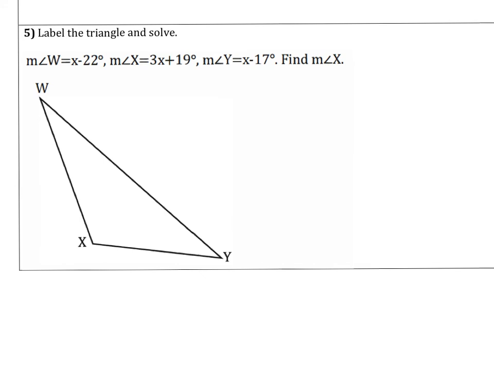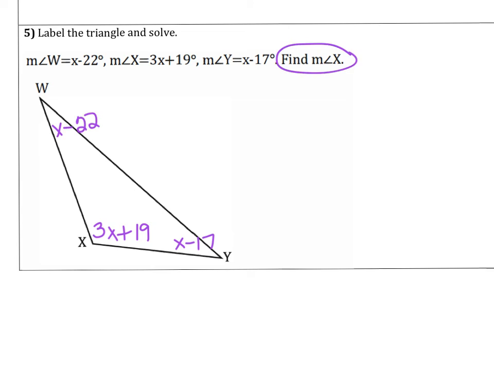Our last example, number 5, label the triangle and solve. Angle W has an expression value of x minus 22. Angle X is 3x plus 19, and angle Y, x minus 17. Find the measure of angle X.